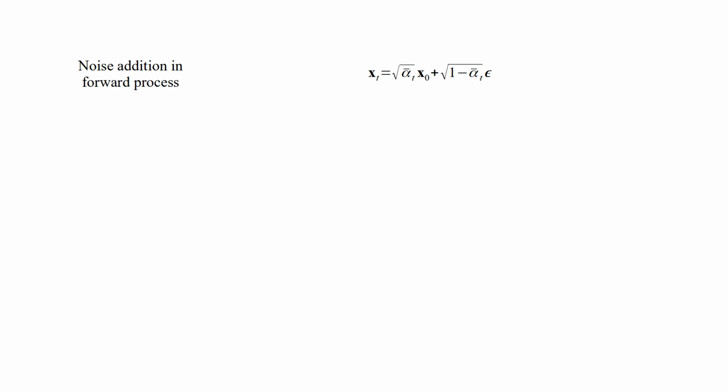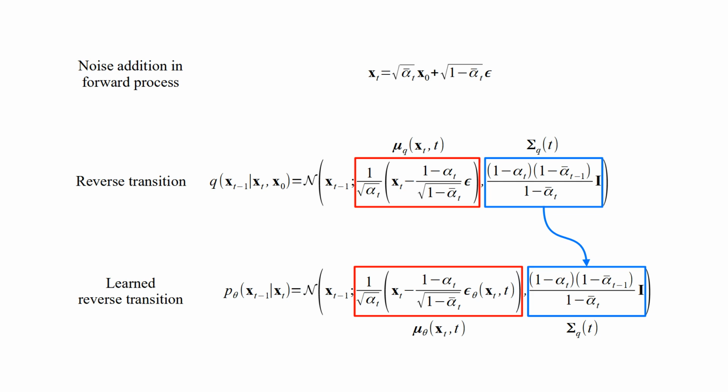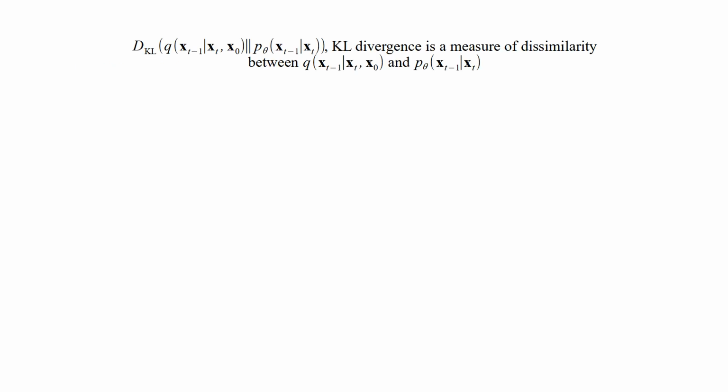Noise addition in forward process. Reverse transition. Learned reverse transition. KL divergence is a measure of dissimilarity. We need to find parameters minimizing the expression inside argmin.